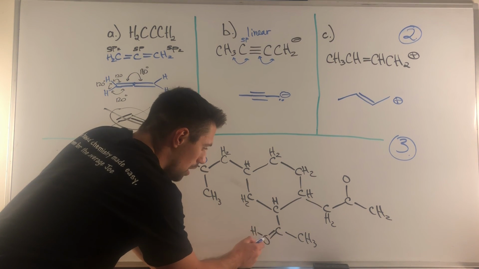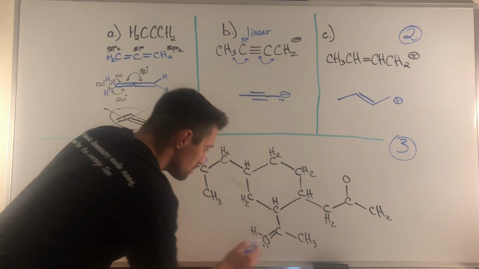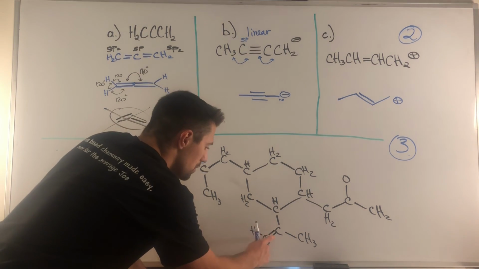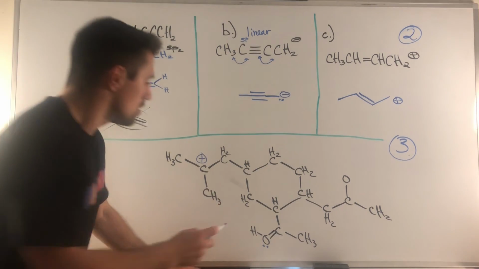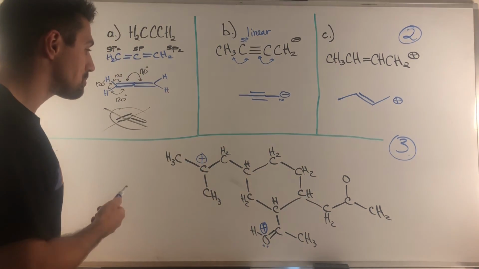However, let's look at this oxygen right here. Now there's definitely a lone pair that I did not draw, which is not uncommon to see. 1, 2, 3, 4, 5. Well, oxygen comes in with 6. So this oxygen has a +1 formal charge. Okay? So now let's keep going.